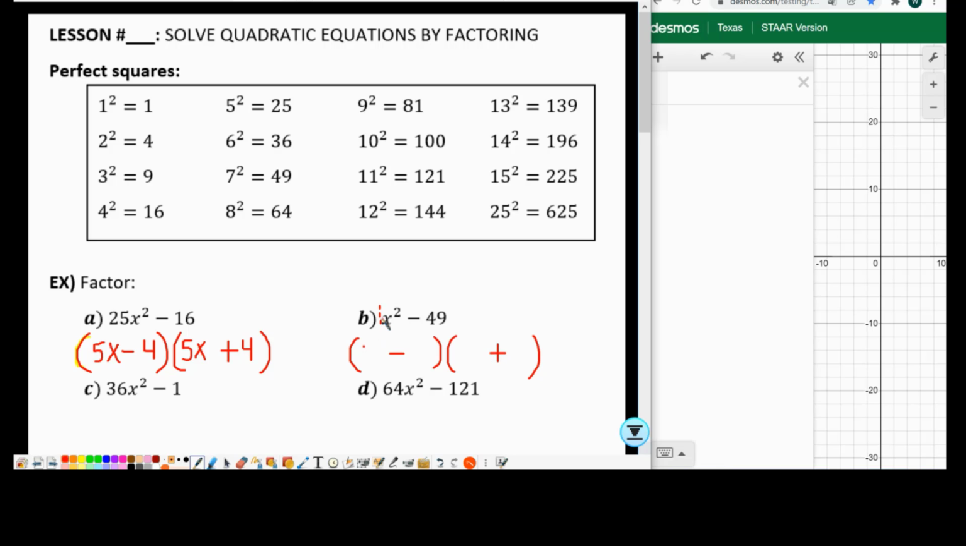And you're going to take the square root of the first, so it would be 1x. And the square root of the second would be a 7. And then you repeat the same terms on the second parenthesis, 1x plus 7.